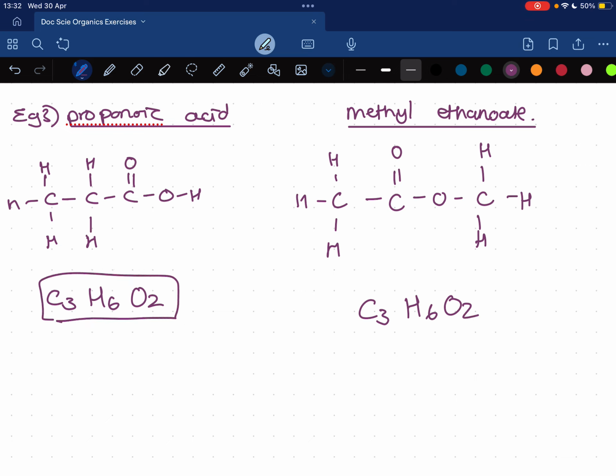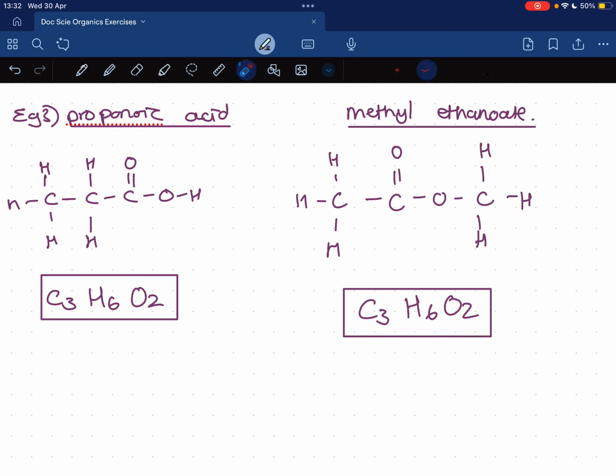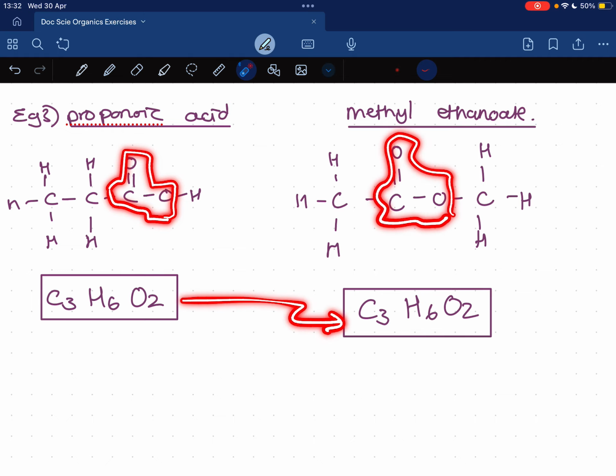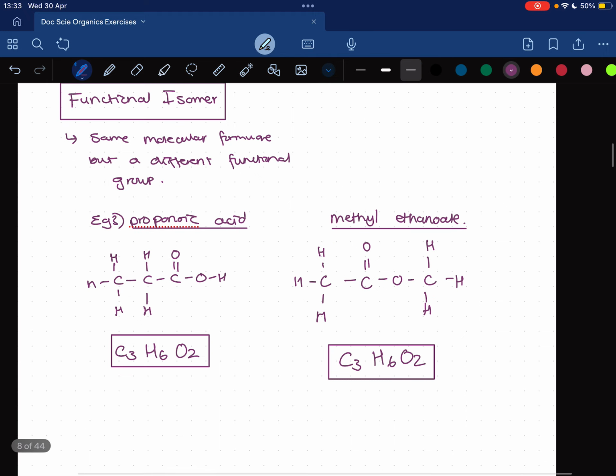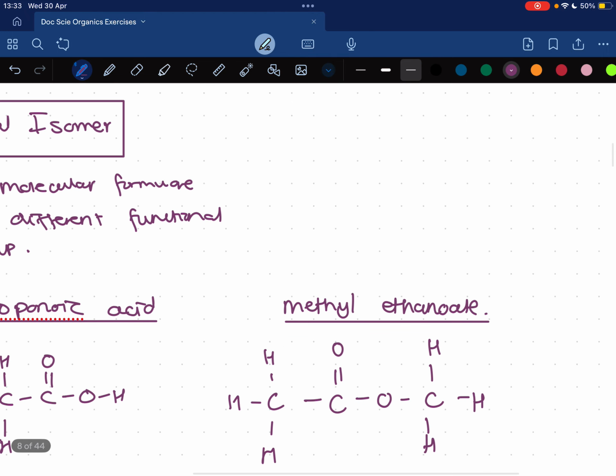So again, the same molecular formula, but because I've basically moved the functional group in such a way that I've completely changed the homologous series entirely. And that happens, we look at it, between esters and carboxylic acids.